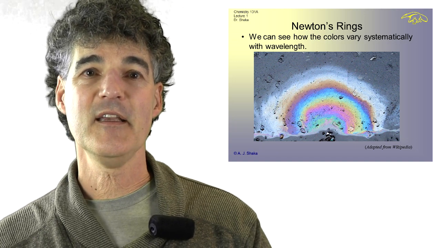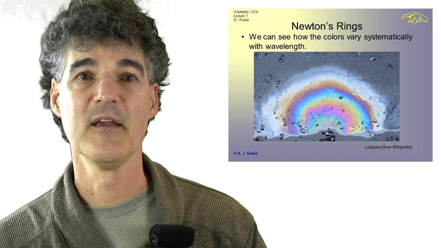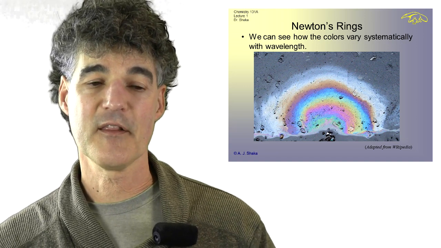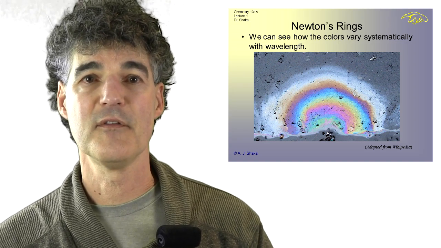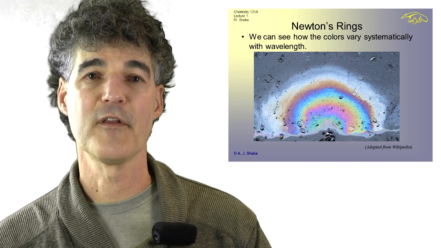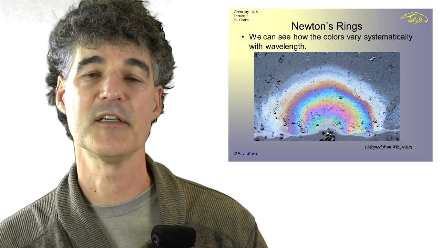So we can see, here's an example, we can see how the colors vary systematically with wavelength. And much like there were two beating patterns in that graph I showed you, this will repeat more than once depending on the total thickness of the contrasting media.